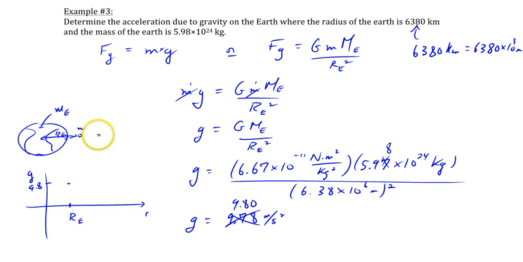And then as you move further and further away, r gets bigger, the denominator, and so this graph looks like an inverse square graph, where the acceleration due to gravity, or your weight, is inversely proportional to the distance squared. Okay, that's it for example 3.